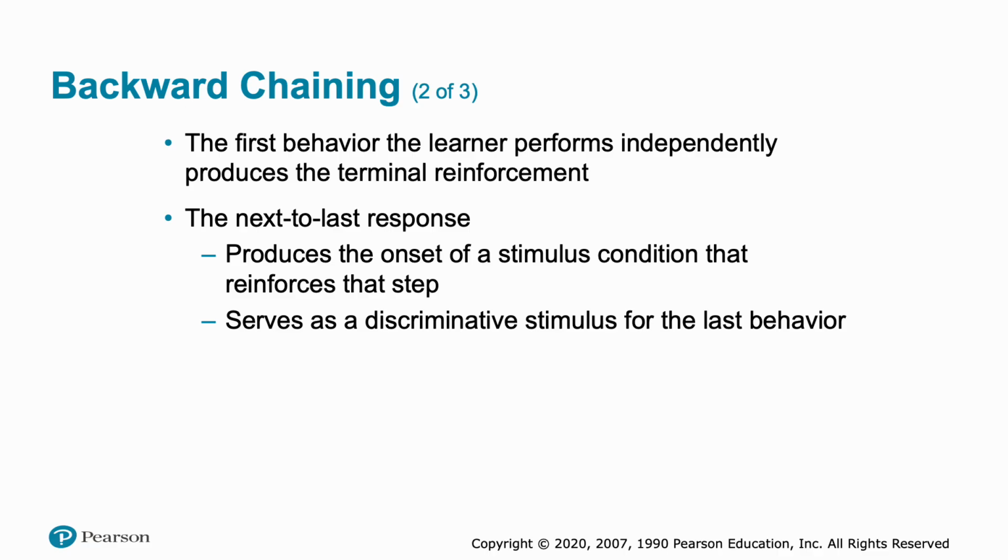So the first behavior the learner performs independently produces a terminal reinforcement. So I mentioned that, right? When they engage in that last response of the task analysis, or that last behavior in the task analysis, that's the one that's going to result in the terminal reinforcer, but that's the one that you're actually targeting first, which ends up benefiting the client, especially for clients that have a very difficult time remaining focused, or they're very motivated by reinforcement, like they depend on reinforcement in order to remain engaged. Okay, so the next to last response produces the onset of a stimulus condition that reinforces that step, and then also serves as a discriminative stimulus for the last behavior.